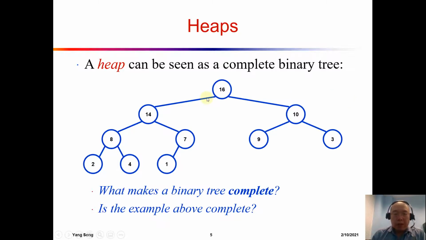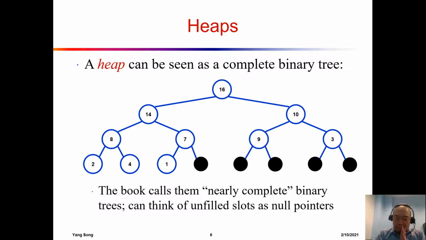Okay, so let's take a look at this one. We want to fill in the nodes from top to bottom. We fill in this layer, the second layer, and then the third layer are full, and then the last layer is not full, but we fill in the nodes from the left side to the right side. We have the 2, 4, and 1, and then we stop here. So there's no empty slot before 1. Before 1, we have been filling in the nodes from top to bottom, and for each level, we fill in from the left side to the right side. So yes, this tree structure is a complete binary tree.